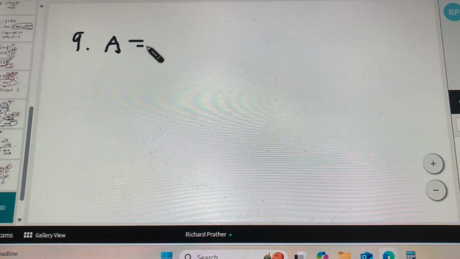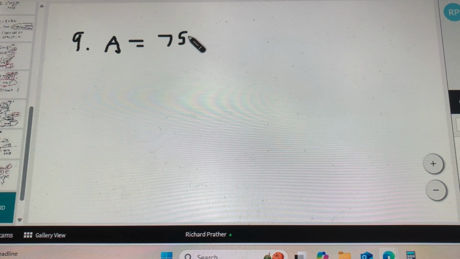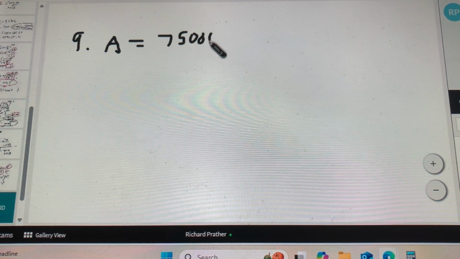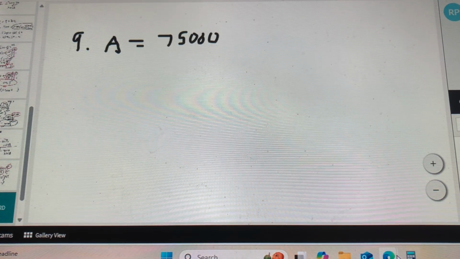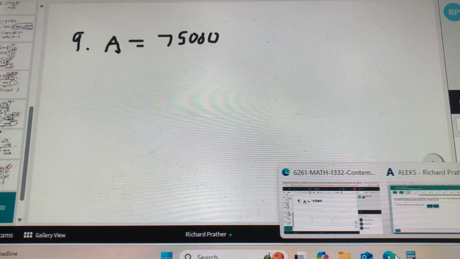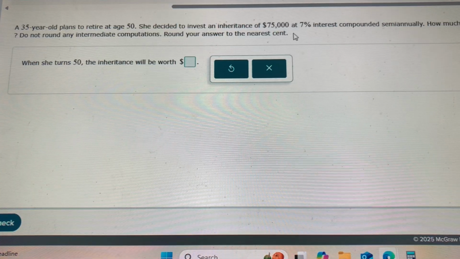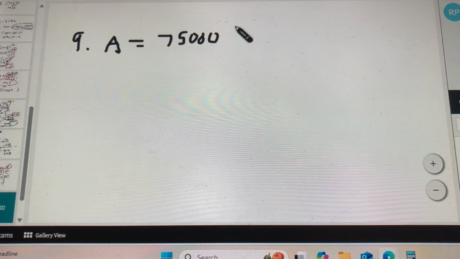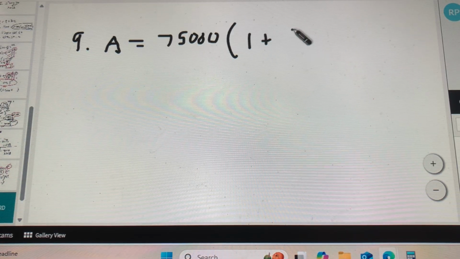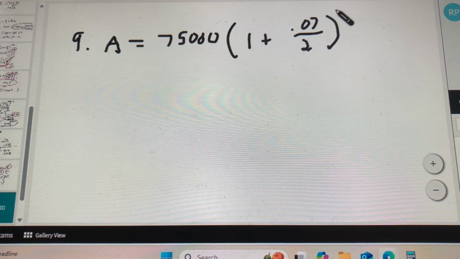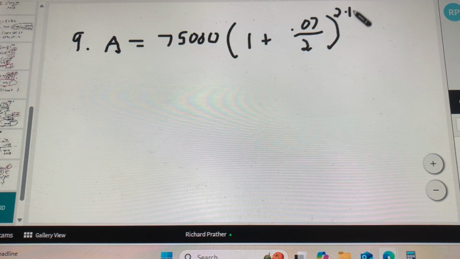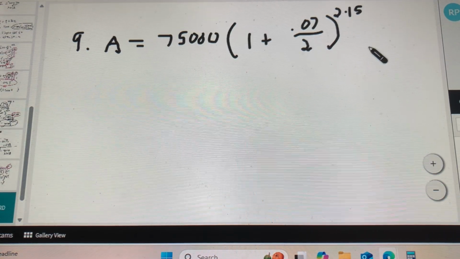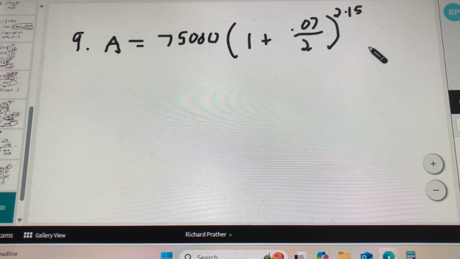So she has $75,000 she got in inheritance. Many people, when they get an inheritance, they just blow through the money right away. And then they're right back to where they were when they started. She's going to invest it at 7% compounded semi-annually. 0.07, semi-annually is twice a year. And she's doing it for 15 years because the difference between age 35 and age 50 is a 15-year span.